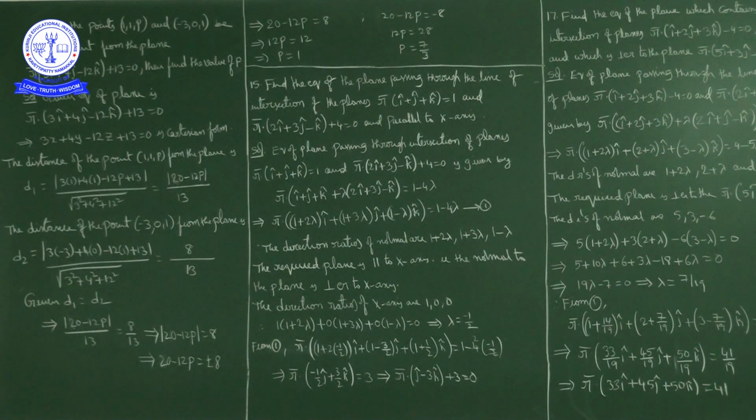Now here, given that two points are equidistant from a plane, we have to find the value of P. Two points are equidistant from the plane means the distance from one point to the plane and the distance from the other point to the plane are equal. Simply calculate the distance from one point to the plane, consider it as d1, and calculate the distance from the other point to the plane, consider it as d2. What is given? d1 equal to d2. That's it.